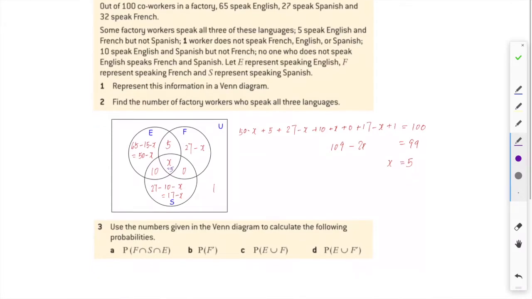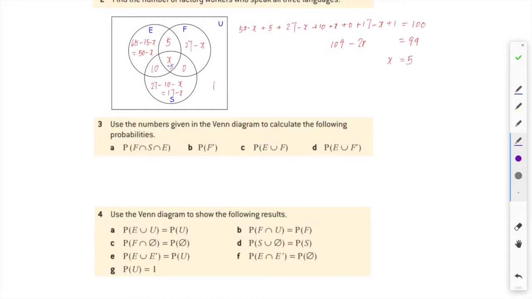Okay. Number 3, find the probabilities given in the diagram. So here, P of F and S and E. This is the intersection, meaning someone who speaks all 3 languages, which is 5 out of 100, or 1 over 20. Okay. Someone who doesn't speak French at all. So this is 1 minus the probability of speaking French. Or you can add up the regions as well. So I have 5, 5, 27 minus 5. You can do it that way as well. And I believe that's 17 out of 25 when you simplify.